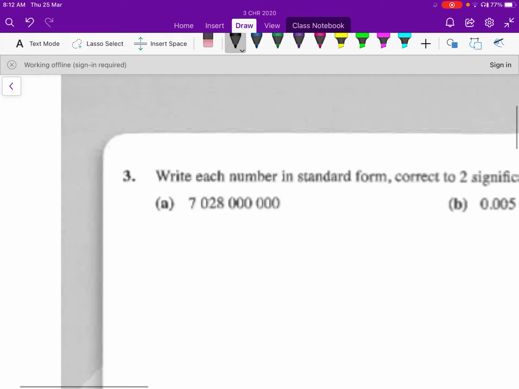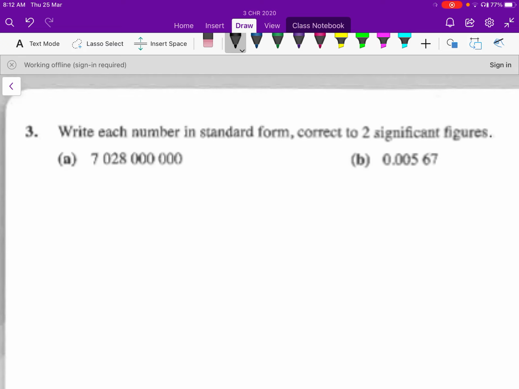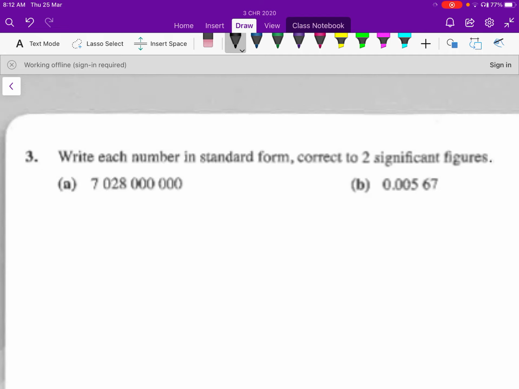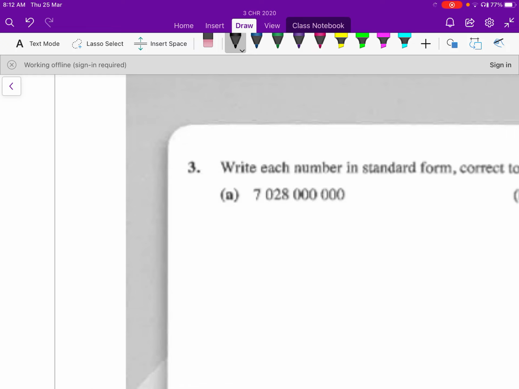Write each number in standard form. I think we started our sec 3 with standard form, right? Or indices, okay? So must recap, all these things very important. Correct to 2 significant figures. So standard form first, then change to 2SF. For standard form, we need to search for the decimal place all the time.